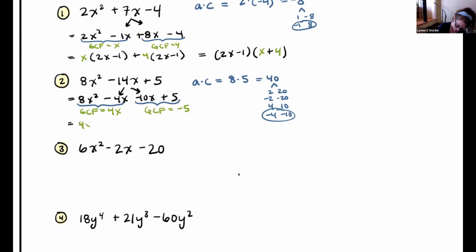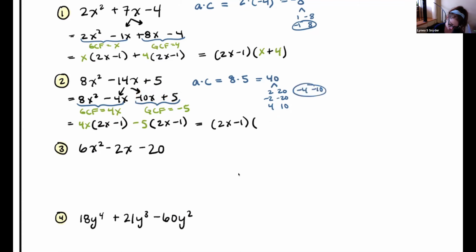Okay, so this will look like 4x times 2x minus 1. Then we're going to do minus 5 times. Now the signs are going to change here, so we'll have positive 2x and then minus 1. Remember, it's like dividing by negative 5 on both of the terms here and here. Okay, so then we can take out the greatest common factor overall of 2x minus 1 again. Happens to be the same as the previous example. And so then we are left with a 4x minus 5. And there's our factored form for that quadratic.